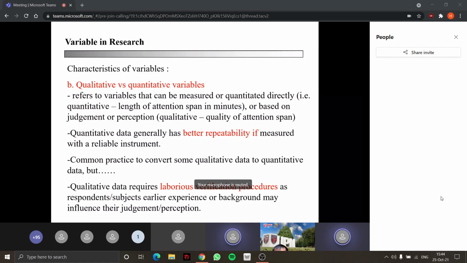Quantitative has better repeatability because if you measure 1 centimeter, then you can verify again with another ruler, 1 centimeter. But qualitative is very different. Very difficult to verify. For example, a painting that looks pretty to you may not look pretty to another person because he has seen far better paintings as compared to you. So it requires a lot of verification procedures. So it becomes very normal that a lot of the data that you could be collecting, and that is easier to analyze, will be quantitative in nature.